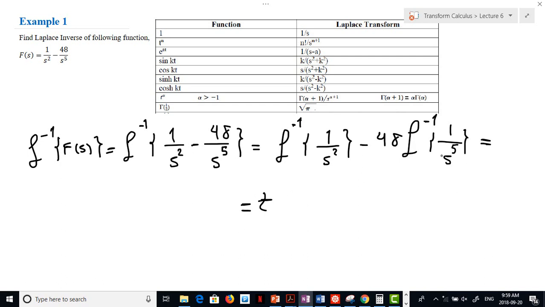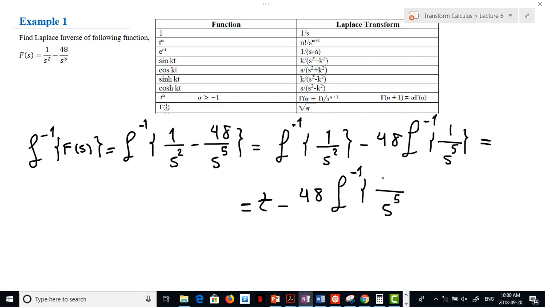For the second term, we have s to the power of 5 in the denominator. We have to go and see which one is close to this Laplace transform. Here we have s to the power of n plus 1. If I consider n equal to 4, I have s to the power of 5 in the denominator. But in this case, we have to have n factorial, so we have to have 4 factorial in the numerator. But in this case, we have just 1. As a result, I rewrite this like this. I say it's equal to 48 times Laplace inverse of 1 over s to the power of 5.